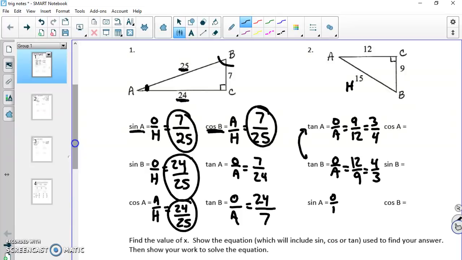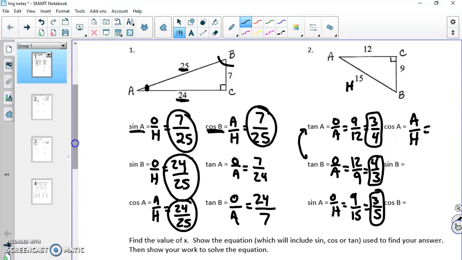Next, sine of angle A. Sine is opposite over hypotenuse. So the opposite side from A is 9. The hypotenuse is 15. 9 over 15 reduces to 3 over 5. Cosine of A. Now to the top of the next column. Adjacent over hypotenuse. The adjacent side to A is 12. Hypotenuse is 15. 12 over 15, 4 over 5.